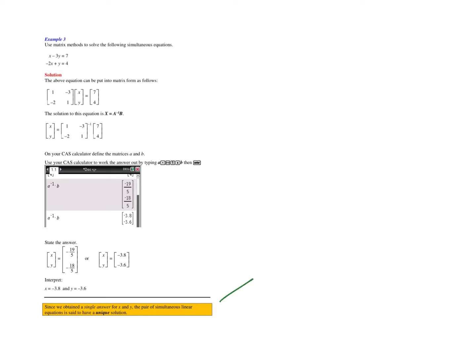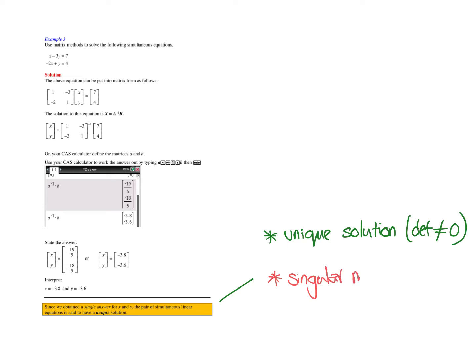Once again, they're just reminding you down here that if you solve it, you get that unique solution. So the summary about the unique solution: if you see a unique solution, that means the determinant did not equal 0. And remember that's the other way they'll say it, a singular matrix: remember, a singular matrix was when the determinant did equal 0.